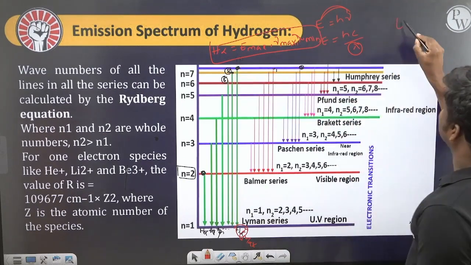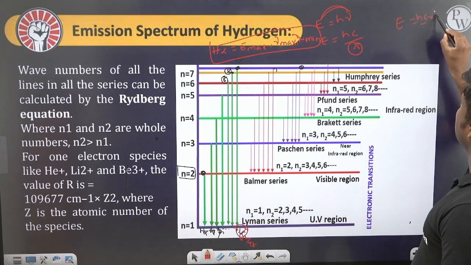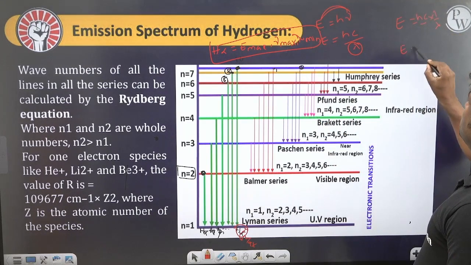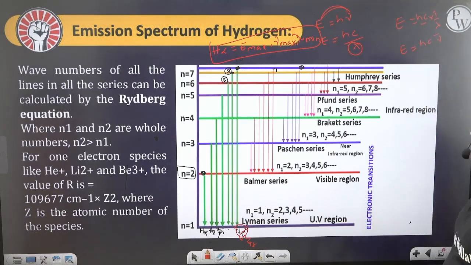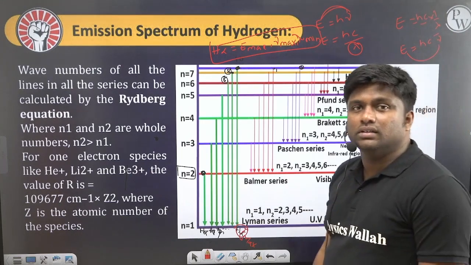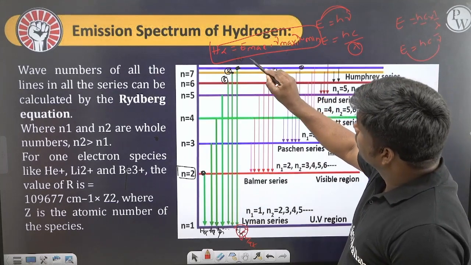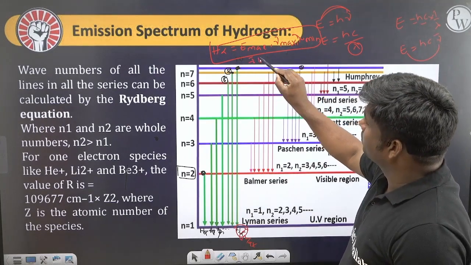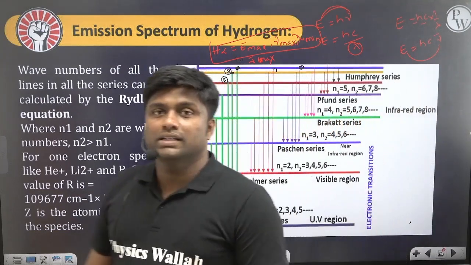And you know that E is equal to hc into 1 by lambda. 1 by lambda is equal to nu bar. So E is equal to hc nu bar. 1 by lambda is equal to nu bar means what? E is directly proportional to nu bar, right? E is directly proportional to nu bar. So if E is maximum, nu bar is also maximum. Nu bar is also maximum. Wave number is also maximum.